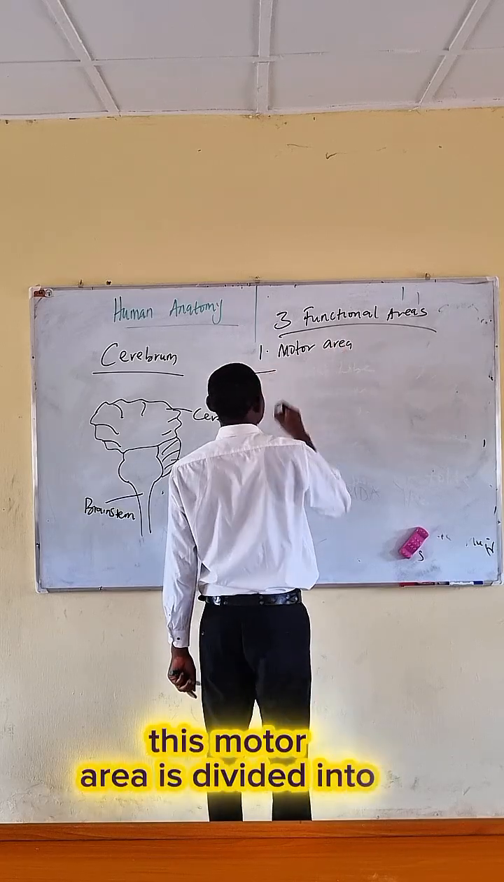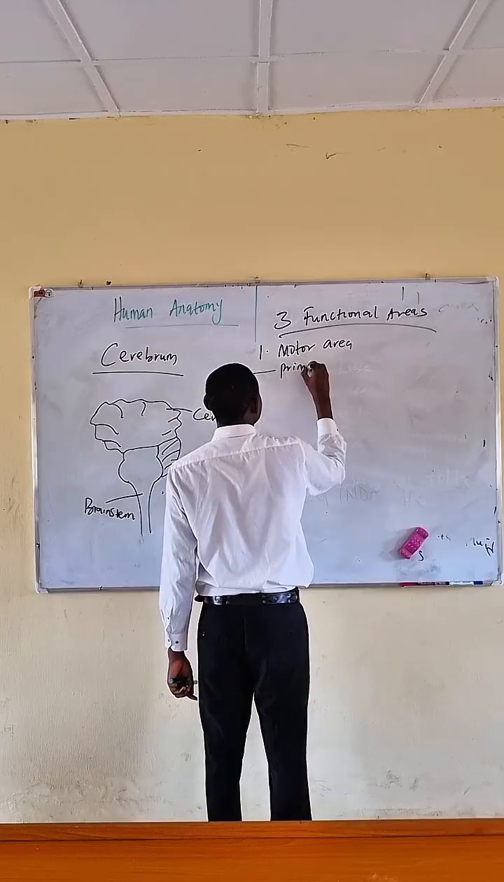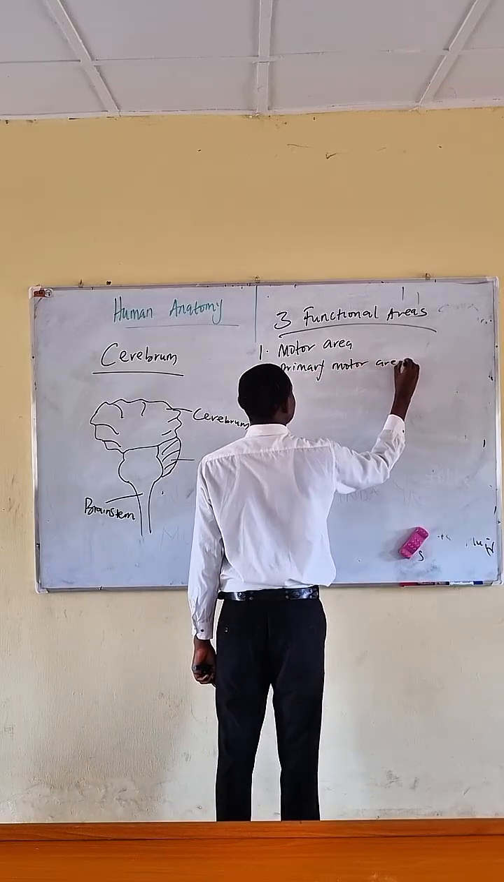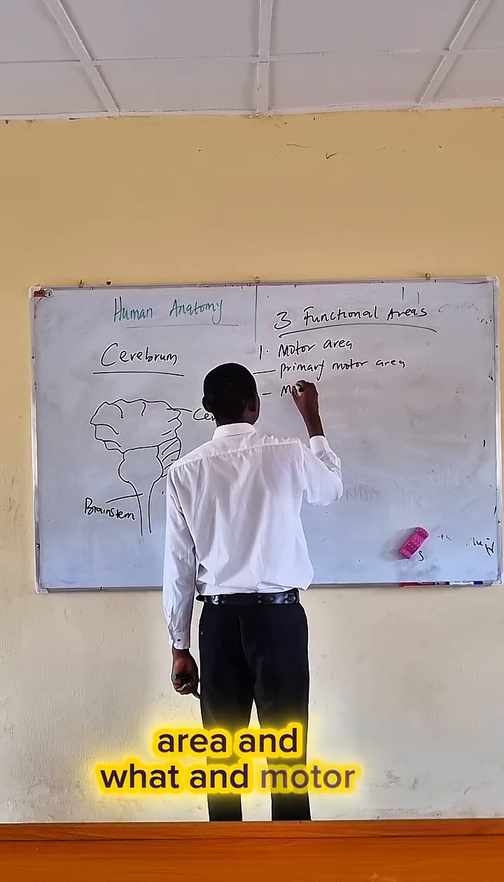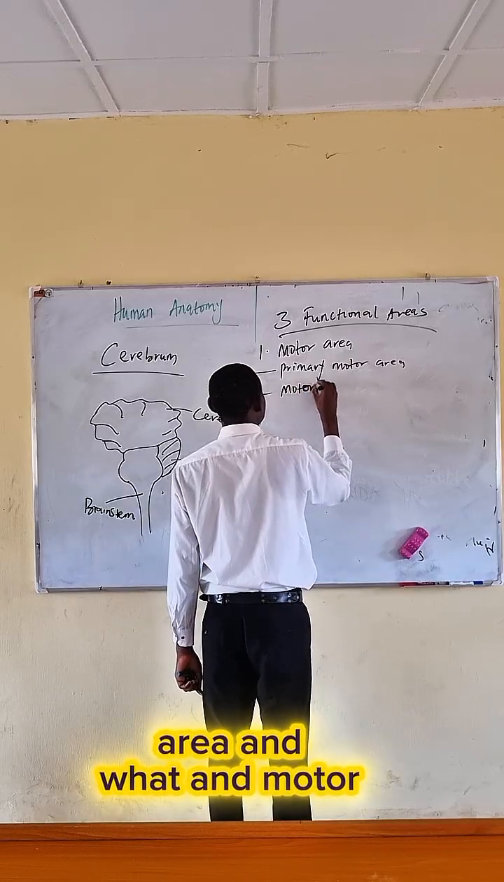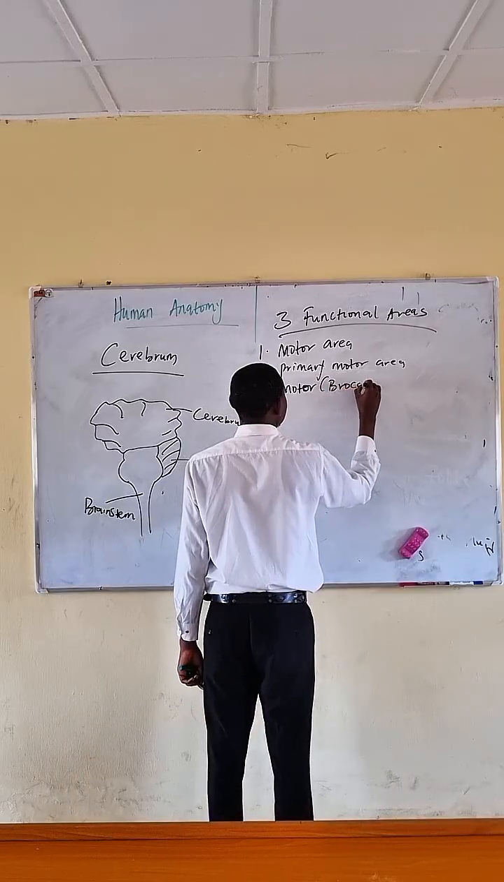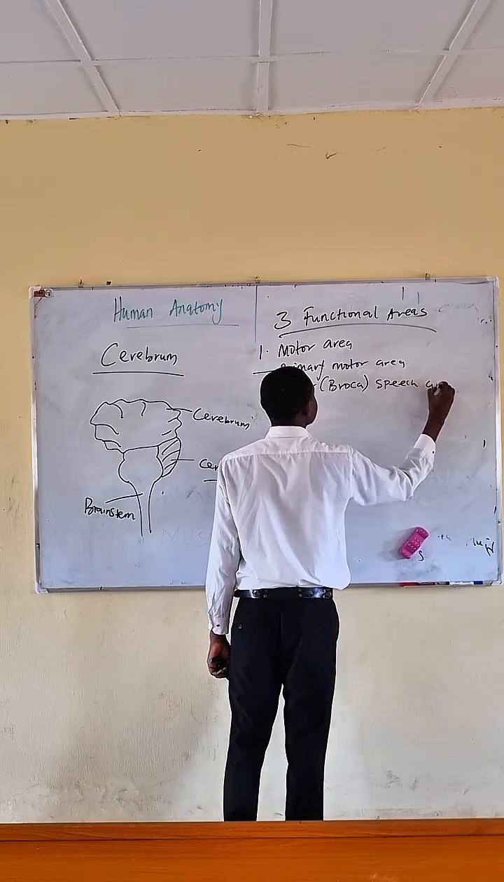This motor area is divided into two parts: primary motor area and motor speech area, or Broca area.